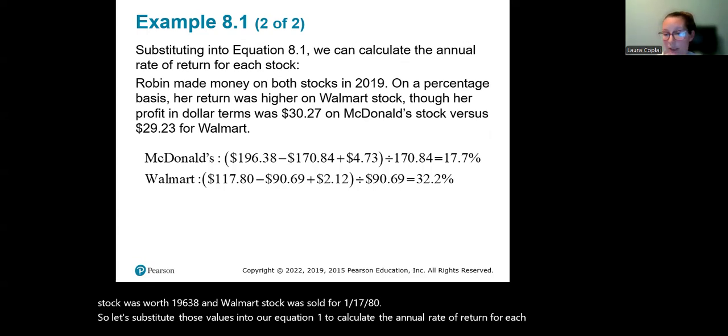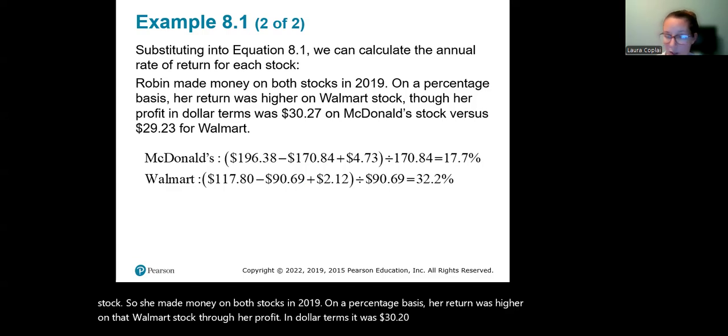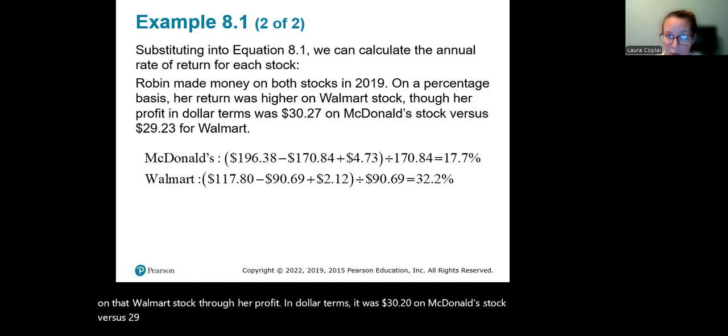So she made money on both stocks in 2019. On a percentage basis, her return was higher on the Walmart stock, though her profit in dollar terms was $30.20 on McDonald's stock versus $29.23 for Walmart.